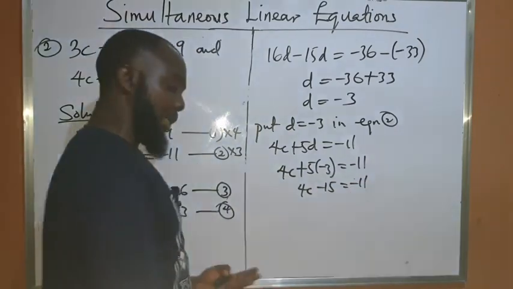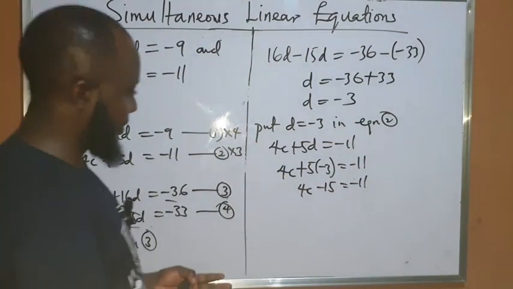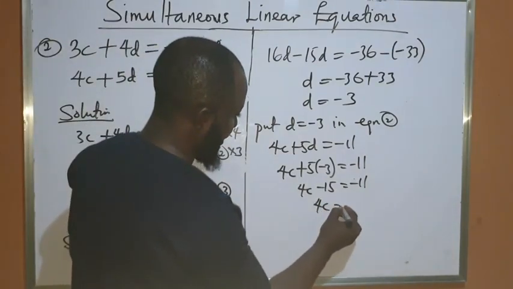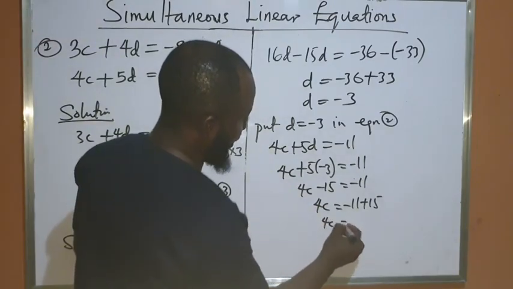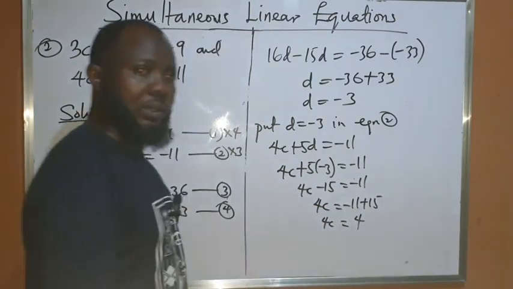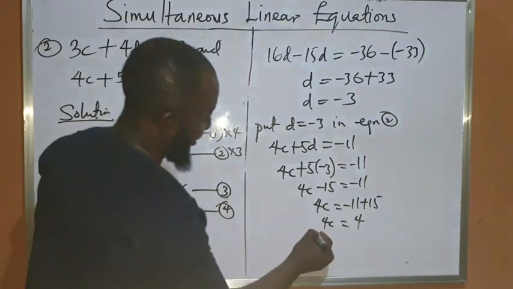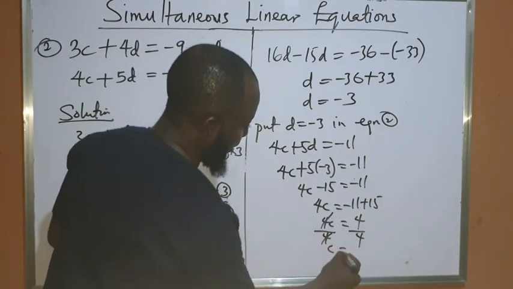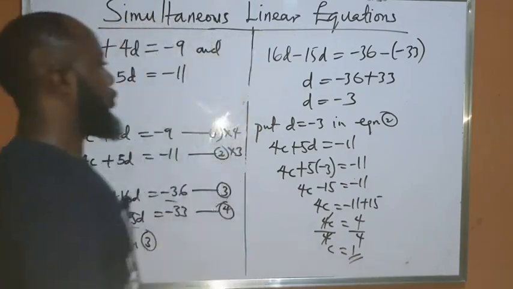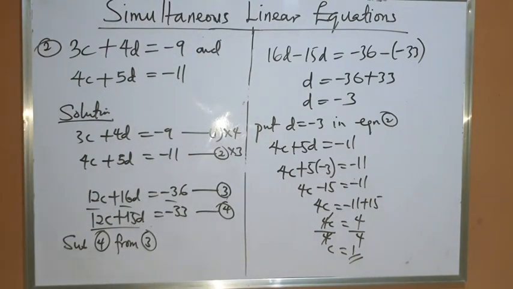Minus 11. So we can collect like terms here. So this will give us 4c equals minus 11 plus what? 15. That means 4c equals what? 4. Right? So we can then divide both sides by 4, 4 cancels 4, c equals what? 1. So we've known the value of c, we've known the value of d.